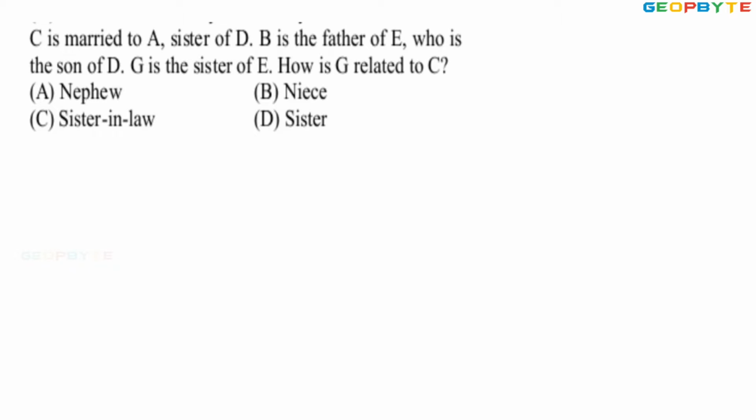Welcome to the Geobyte. In our last video, RRB JE previous aptitude questions were discussed. So the weightage you know already: 25 marks quant. Already you know, in that paper, reasoning point of view weightage is 10 marks. So total 35 marks weightage.